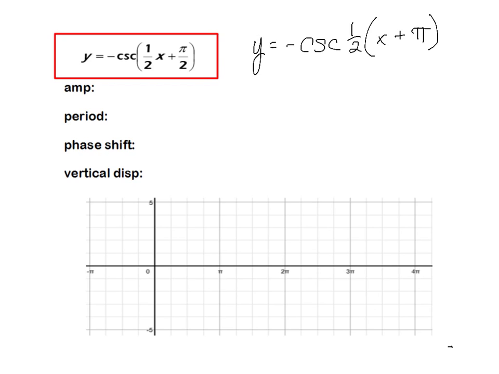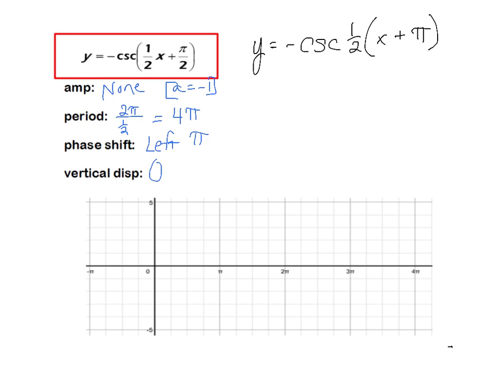Let's go fill in everything we know. The amplitude officially is none, but I do have that -1 I'm going to worry about. So A is equal to a -1. The period is the parent period. For cosecant, that's 2 pi, but I'm going to have to divide it by my b. Dividing by 1/2 is the same as multiplying by 2. My period is going to be 4 pi. The phase shift I look at after I've factored the b out. So not this, but this. It's going to move left pi units. And I don't have vertical displacement.